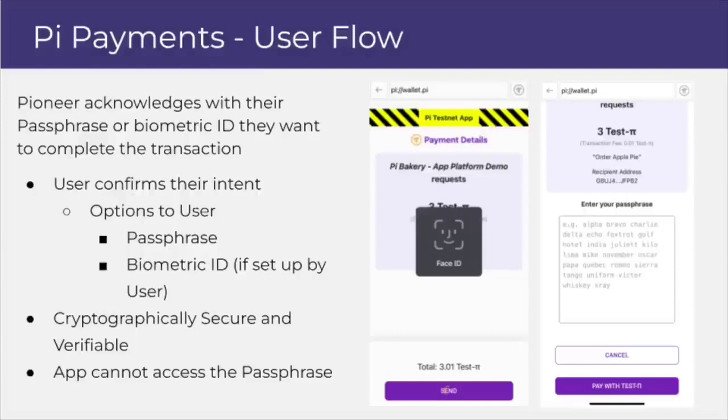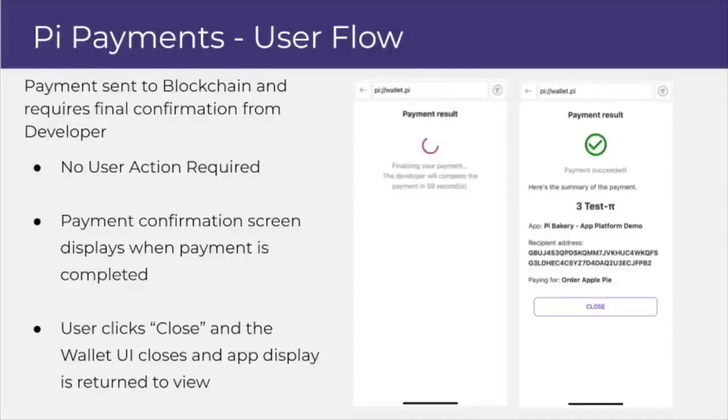And so I look at this, I put in my passphrase. The user also has biometric ID options as well within the Pi wallet. So that's the image on the left. But I put my passphrase in, I click the pay button, and it'll now bring me back to another loading screen, which here, similar to the first loading screen, is more actions being completed on the back end. Those actions are being completed by the Pi servers and by you, the developer. And once those actions are completed, then you'll see the payment result screen that's on the right.